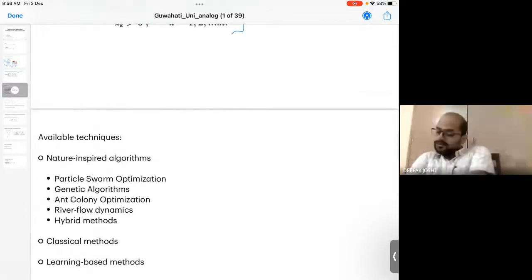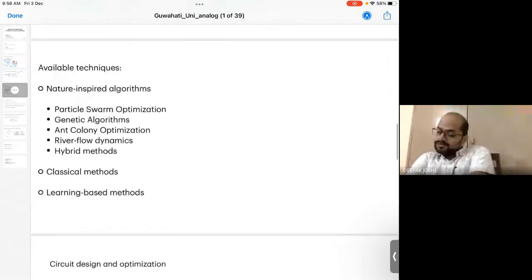So let us see that nature inspired algorithms are there, and then there are the classical methods, and there are some machine learning and deep neural ANN methods which are being used recently. Okay, so these are the three basic classifications of the analog design optimization methods.